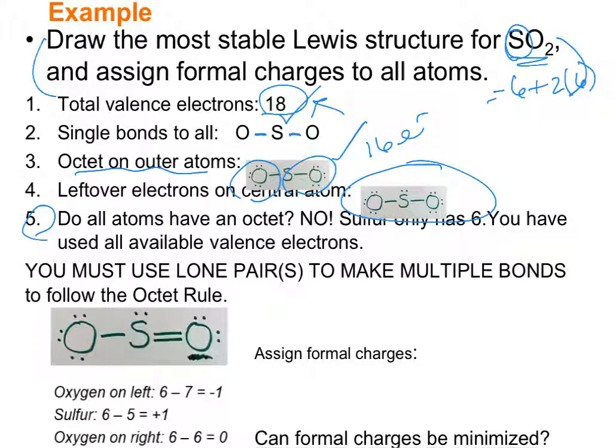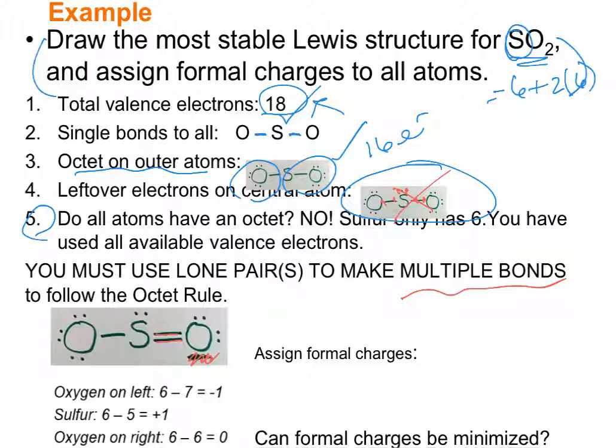Ask yourself, do all of the atoms have an octet? Well, as a matter of fact, no, they don't. Sulfur only has 2, 4, 6 electrons around it, does not have an octet, so that is not stable. Do you remember what we do if the central atom does not have an octet? Then we start making multiple bonds. So it doesn't matter which oxygen you use the lone pair from, but we're going to take off this one, and we're going to use the 2 electrons that were there in that lone pair to draw a double bond.